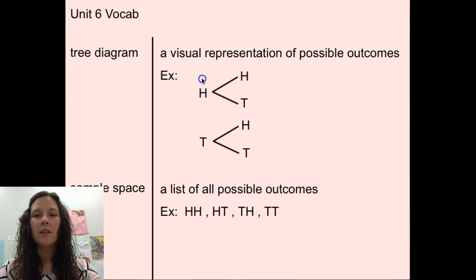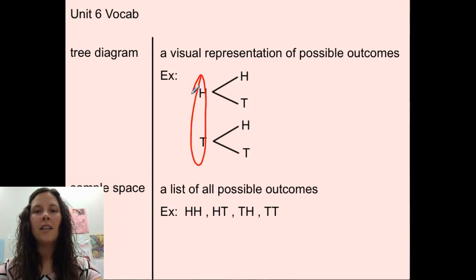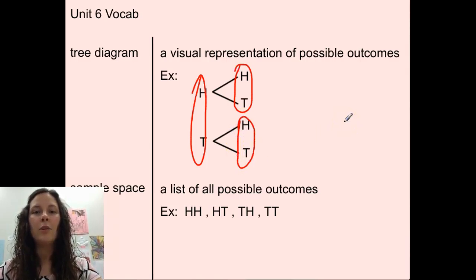So for example, if you flip a coin twice, my first tree diagram here shows the outcomes possible when you flip a coin twice. On the first flip, you could get heads or tails. If you get heads the first flip, you could get heads or tails the second flip. And then if you get tails on the first flip, you could get heads or tails on the second flip. So it's a visual way to look at the possible outcomes.